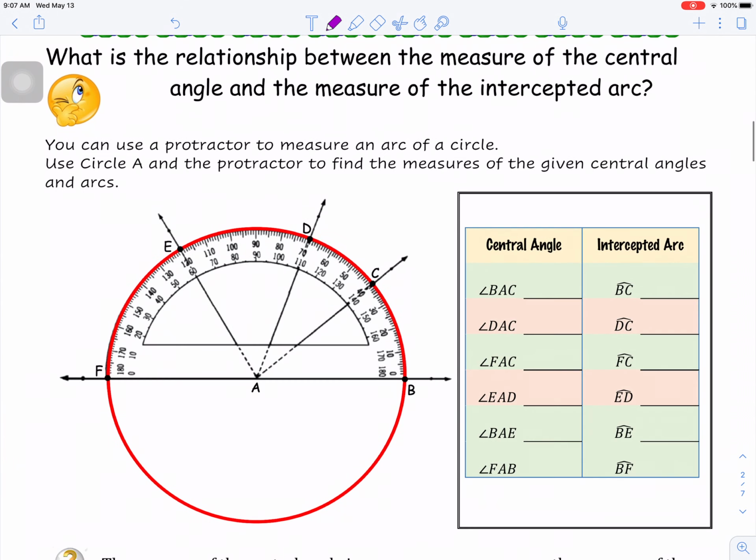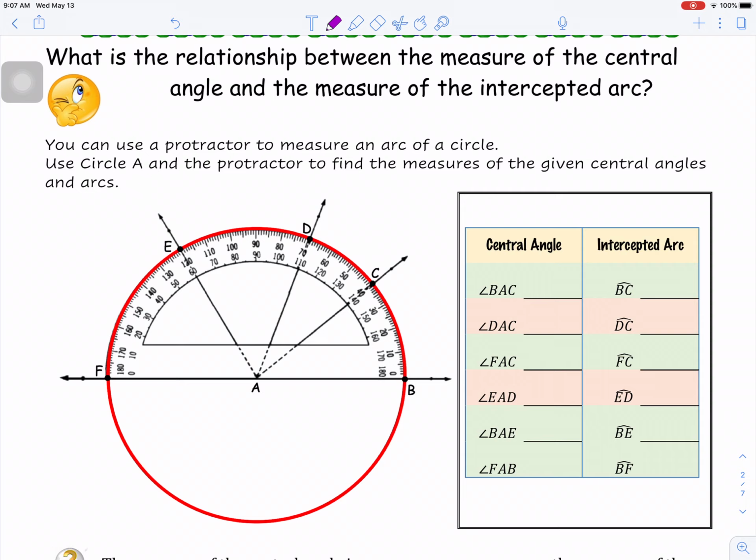Okay, so the first thing you're charged with is finding out what is the relationship between the measure of the central angle and its intercepted arc. You can use a protractor to measure an arc of a circle, and you can also use a protractor to measure the given central angles. You can measure an angle, obviously, with a protractor. So let me do one example on this, and you can finish it.